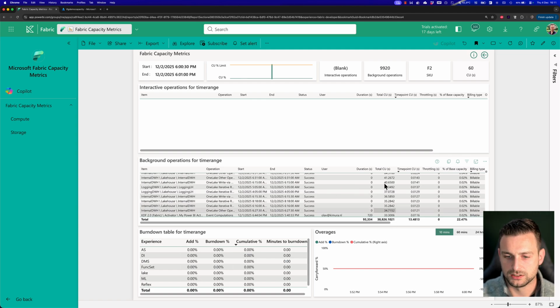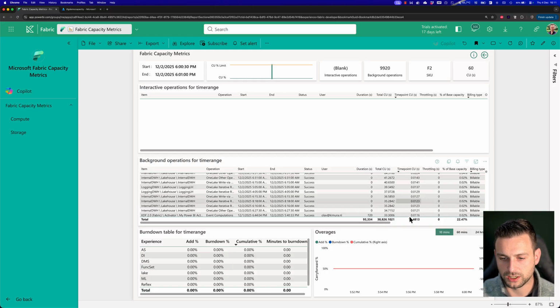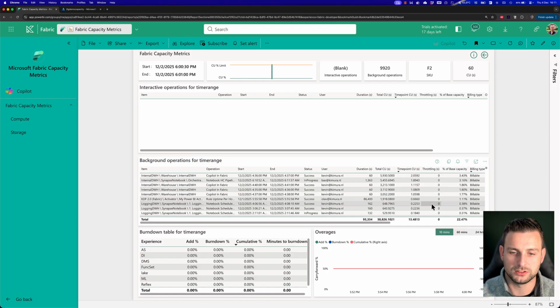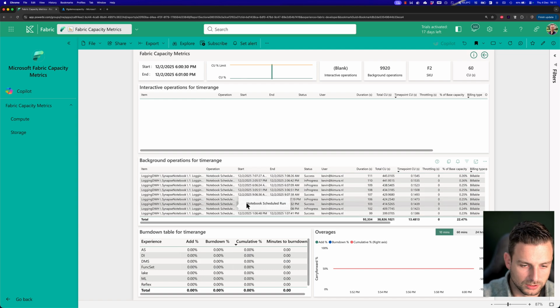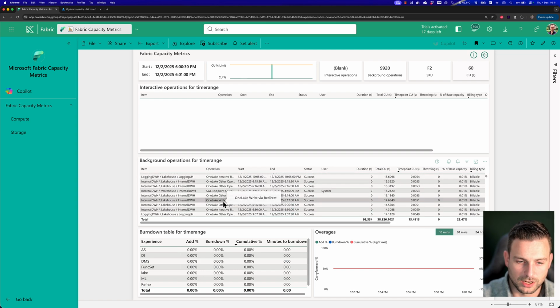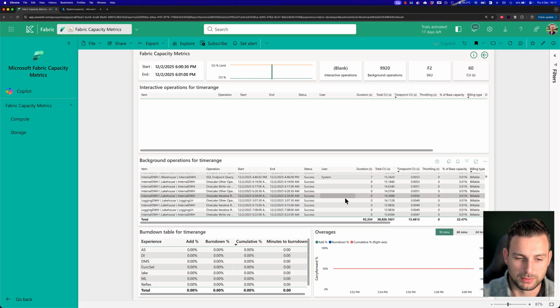So what we're seeing here is that the total CUs that have been used is 38,000. In this time point, it's only 13. So from the 38 or 39,000, only 13 are used, and it's consuming 22.5% of our base capacity. So we're well within limits. And what we can see here is all the details: we are apparently doing some Copilot in Fabric, some notebook high concurrency pipeline runs. We're doing OneLake writes, OneLake other operations, and a lot of things that are happening in the background.